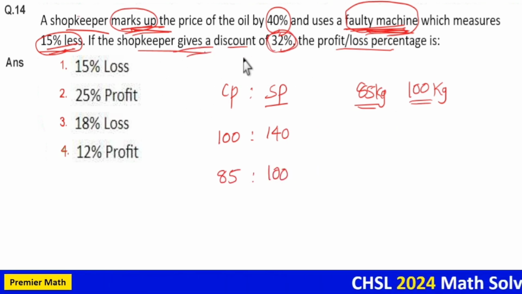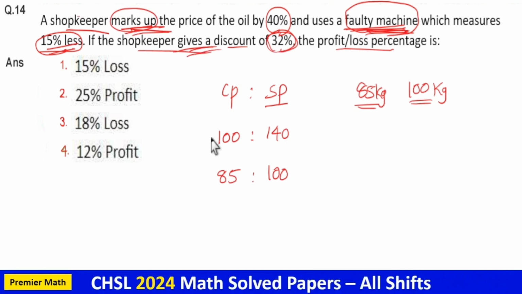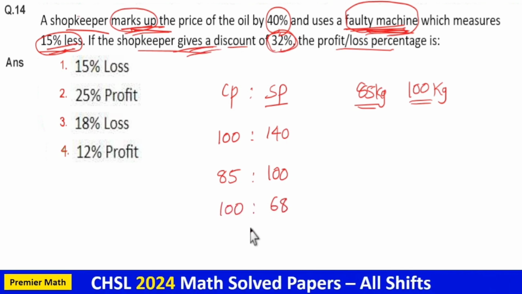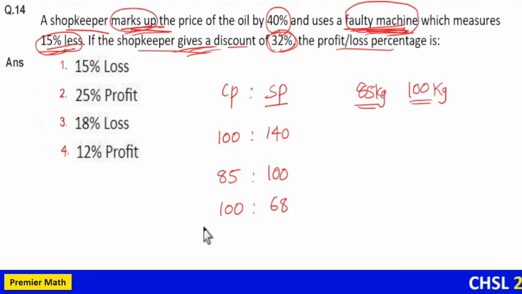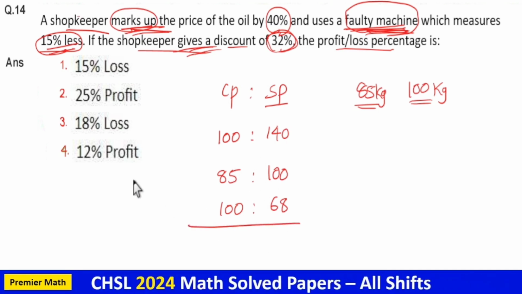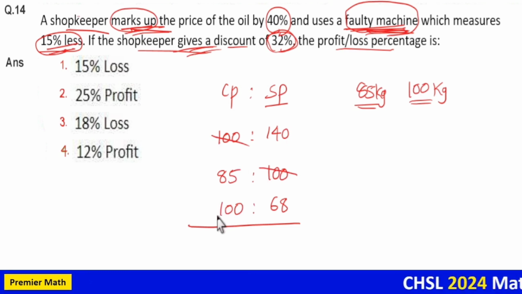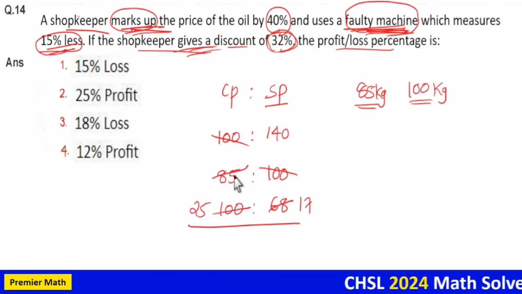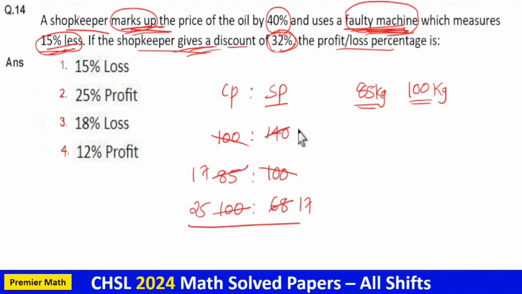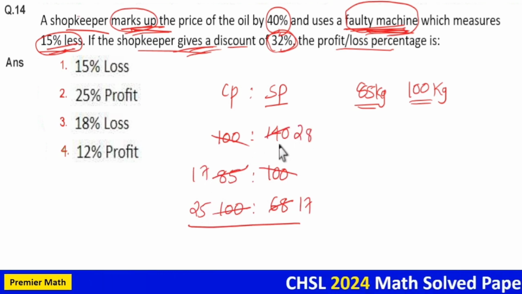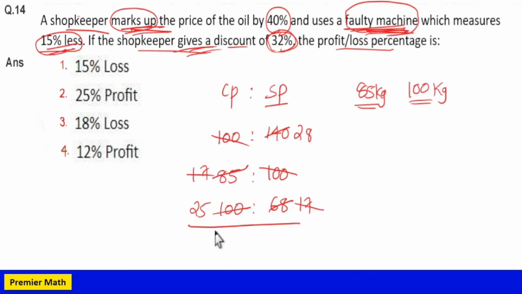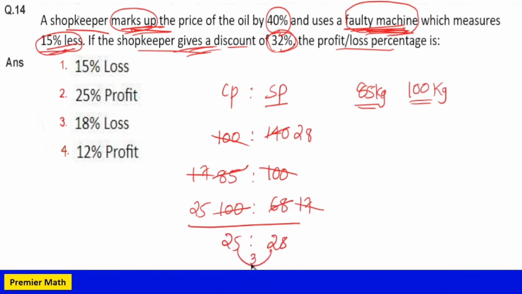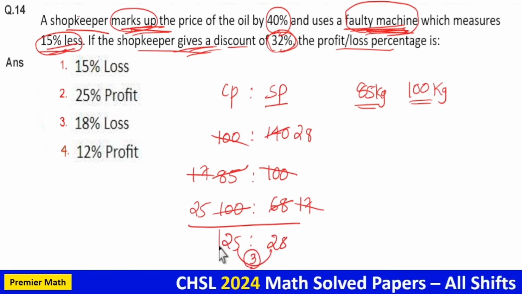Now, the shopkeeper gives you a discount of 32%. If the mark price is 100 rupees, he sells it to you at 68 rupees. That is the 32% discount. Now, take the ratio. That is, 100 cancel each other. 4 goes 25 times in 100. 4 goes 17 times in 68. 5 goes 17 times in 85. 5 goes 28 times in 140. Now 17 cancel. Ratio is 25:28. That is, here 3 rupees is the profit out of this 25 rupees cost price.